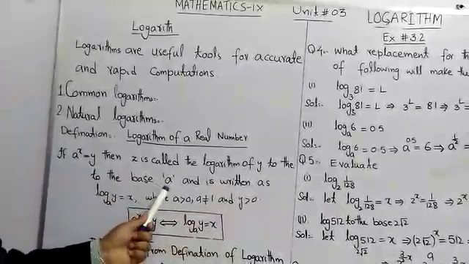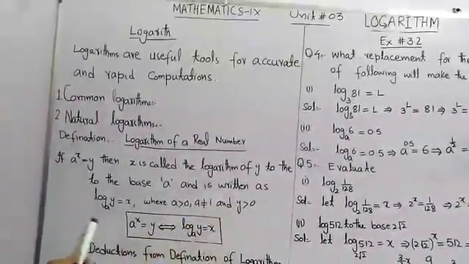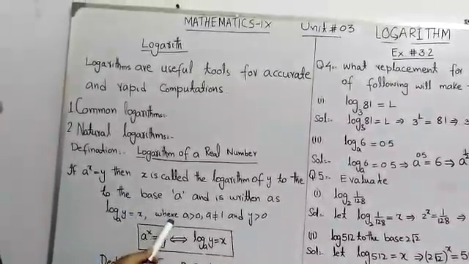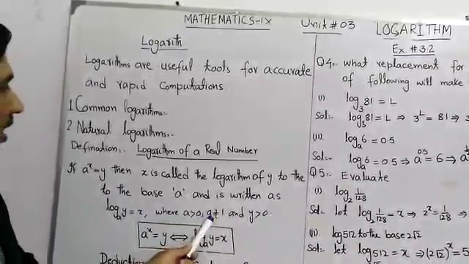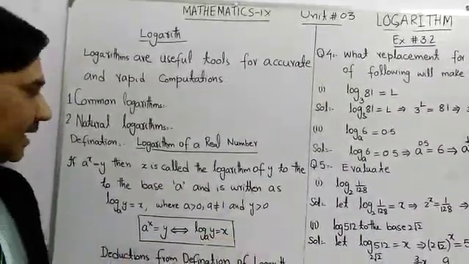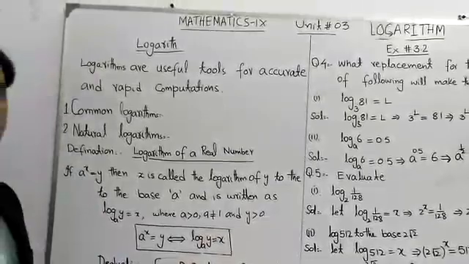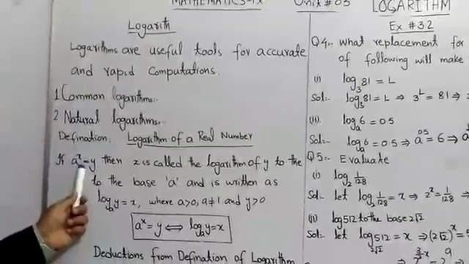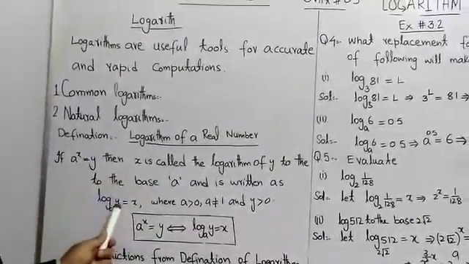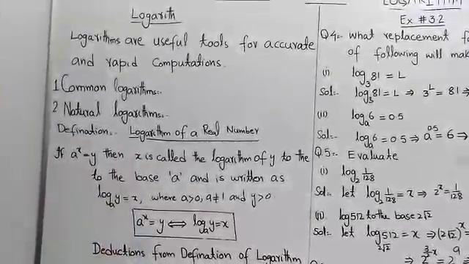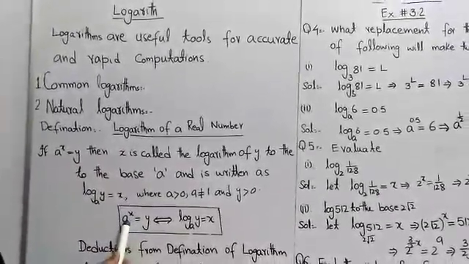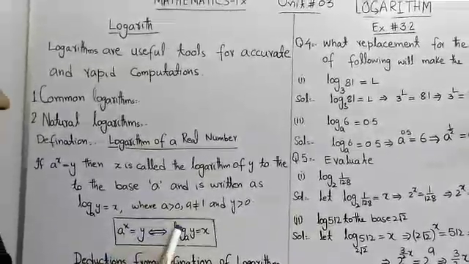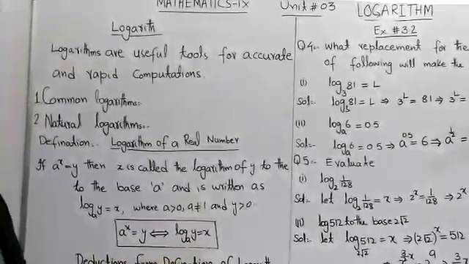Definition: if a raised to power x is equal to y, then x is called the logarithm of y to the base a and is written as log of y to the base a is equal to x, where a is greater than 0 and not equal to 1 and y is greater than 0. Here we have two relations and these two relations are equivalent. So we can write a raised to power x is equal to y if and only if log of y to the base a is equal to x.